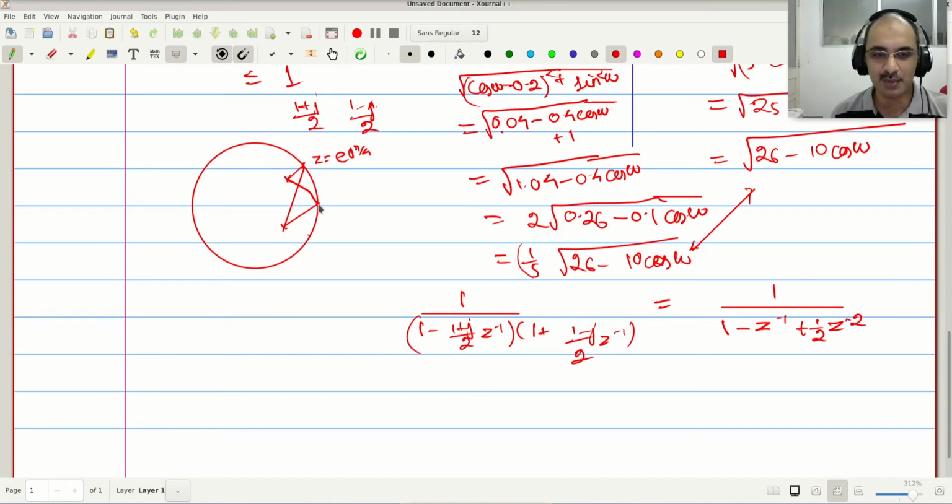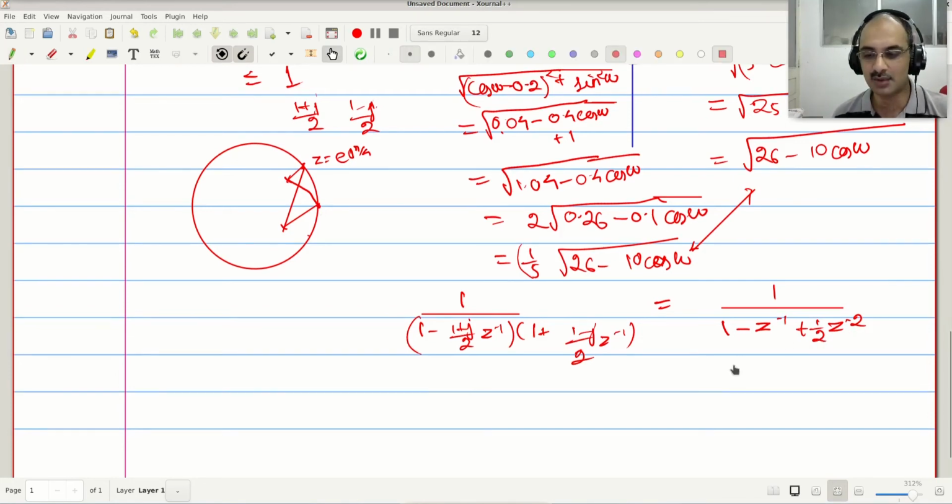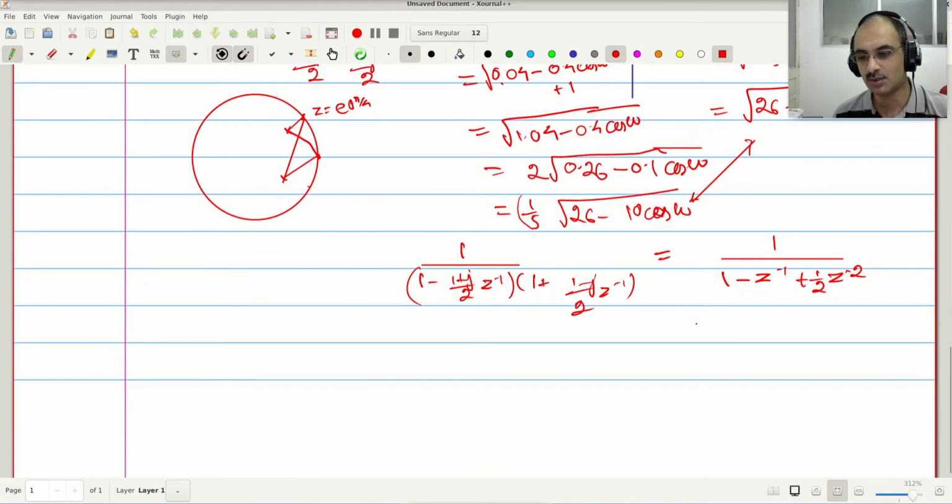So let's evaluate what this is at z equal to 1, which is what omega equal to 0 corresponds to. So at omega equal to 0, this becomes 1 upon 1 minus 1 plus half, which is equal to 2. Similarly, the other salient point is at omega equal to pi by 4.